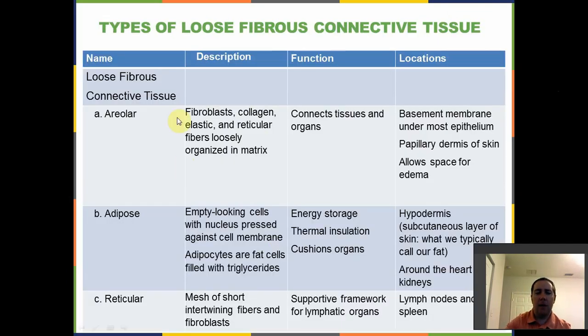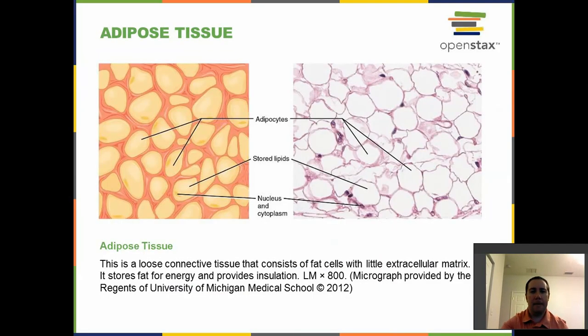Here on this table, we see a good example of where reticular fibers are in the lymph nodes and the spleen. Reticular tissue is not very common in the body, so most likely on an exam, the correct answer would be lymph node and or spleen.